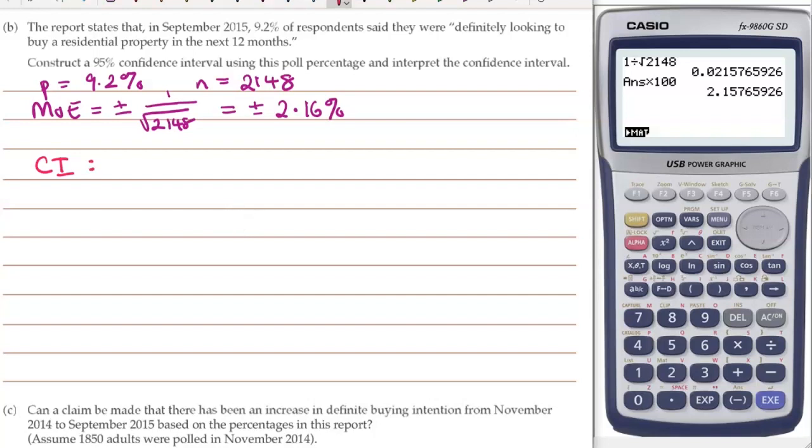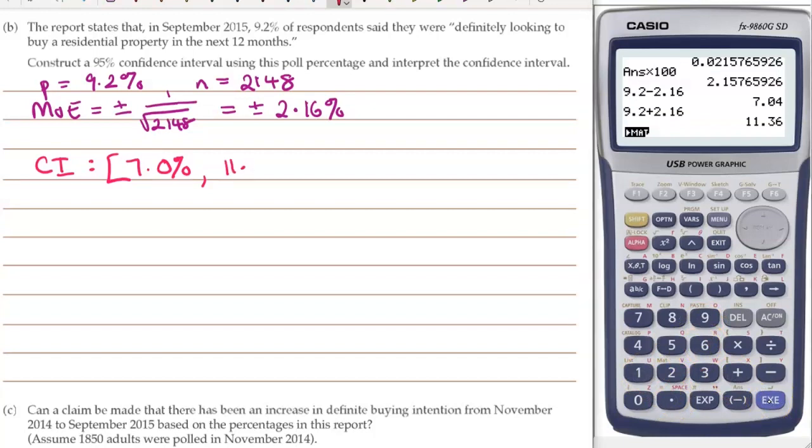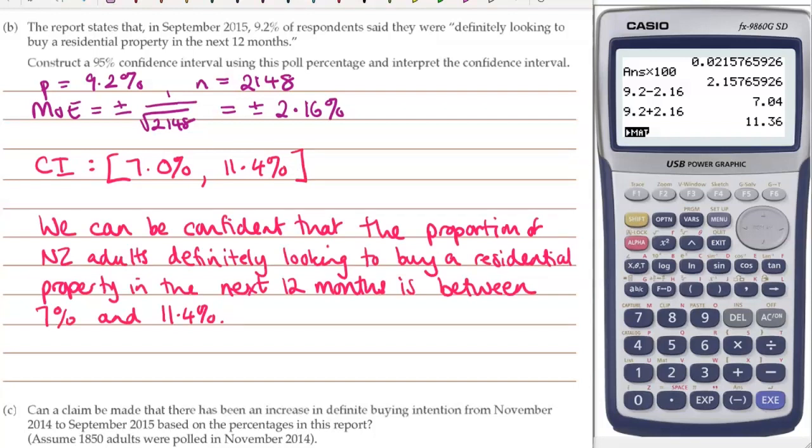The confidence interval, we're going to do 9.2 take off 2.16, so 7.0% up to 9.2 plus 2.16, 11.4%. And we interpret that by saying that we can be confident that the proportion of New Zealand adults definitely looking to buy a residential property in the next 12 months is between those numbers, 7 and 11.4%.